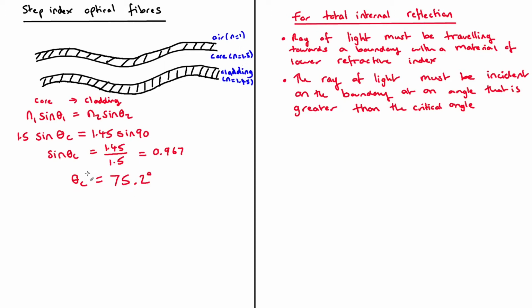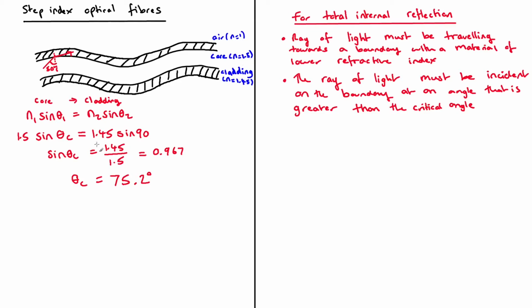So this time our angle of incidence has to be much greater if we want our ray of light to be reflected. Now you might think, well, that's not as good surely, because if we have a ray of light at, let's say, 50 degrees, whereas before it would have been reflected down the fibre, it's now going to be refracted out of the fibre here into the cladding, and we're going to lose it. In order to be reflected, the angle of incidence is going to have to be much greater than it was before. It's going to have to be at least 75.2 degrees.